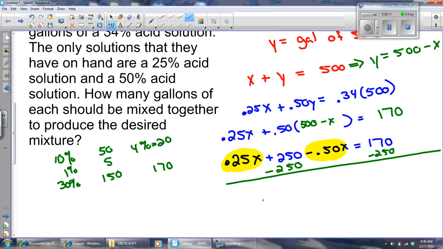Okay, so I'm going to get a negative 0.25x, or actually negative a quarter. And that's going to equal, I believe, a negative 80, right?